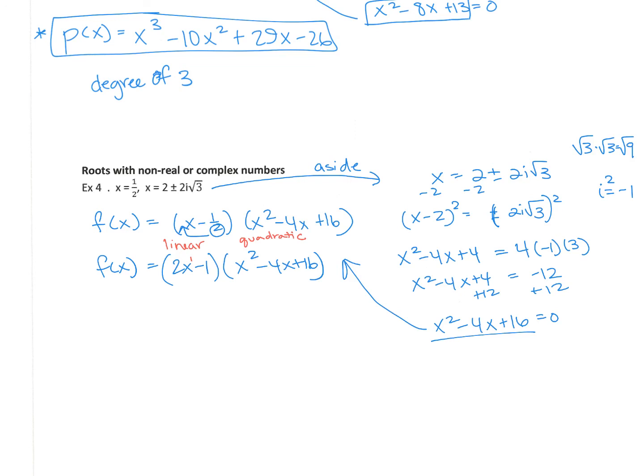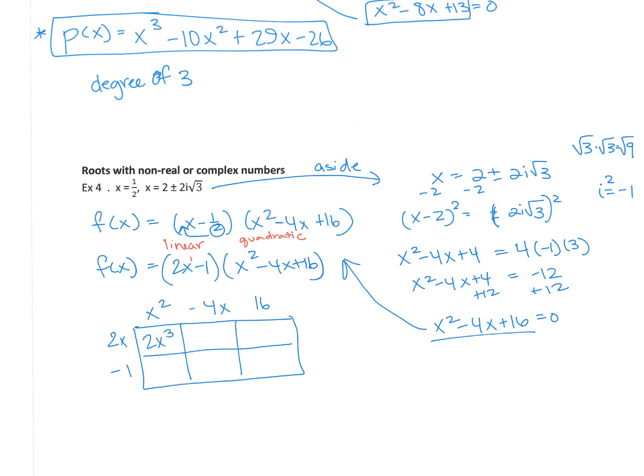So let's do the multiplication. Again, you could put the trinomial either down the side or across the top. I tend to like them across the top. Then I'm going to do my 2x minus 1 and my x squared minus 4x plus 16. 2x times x squared gives me 2x cubed. 2x times negative 4x is negative 8x squared. 2x times 16 is 32x. Negative 1 times x squared is negative x squared. Negative 1 times negative 4x is 4x, and negative 1 times 16 is negative 16.